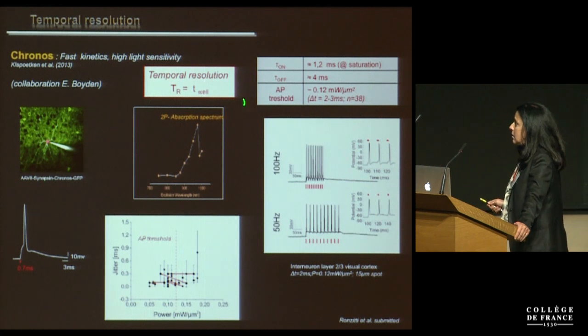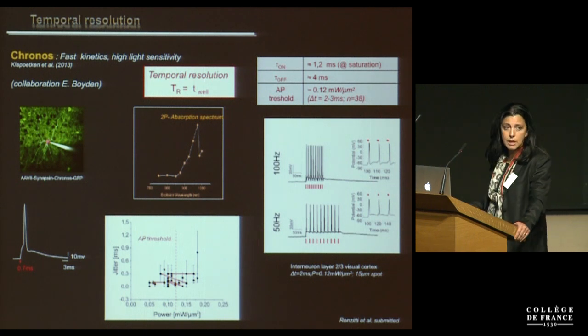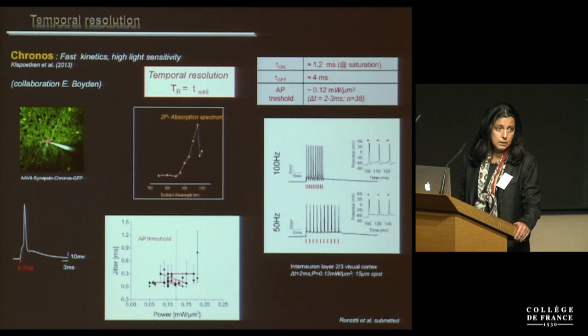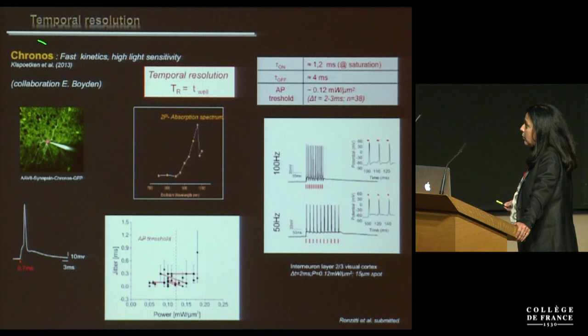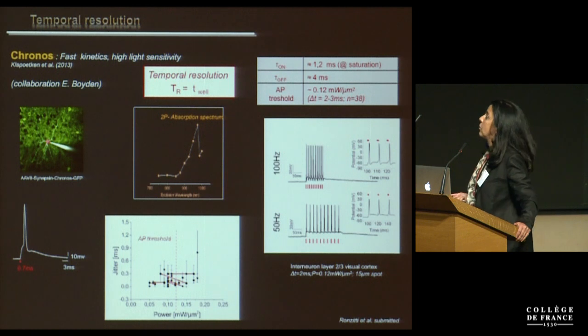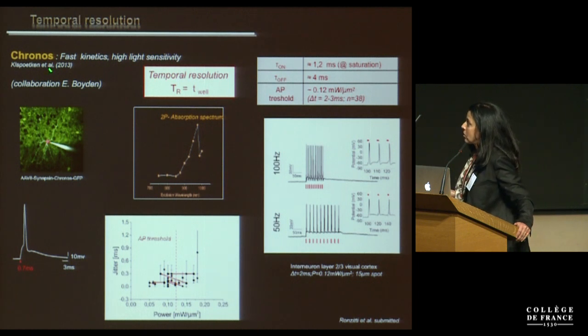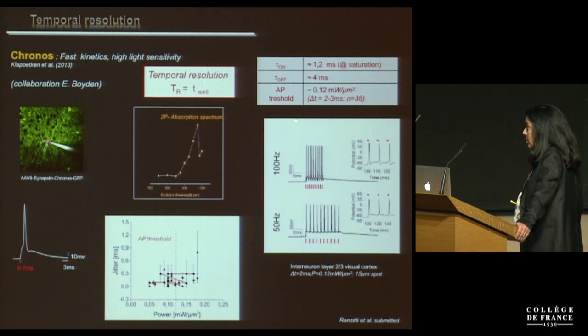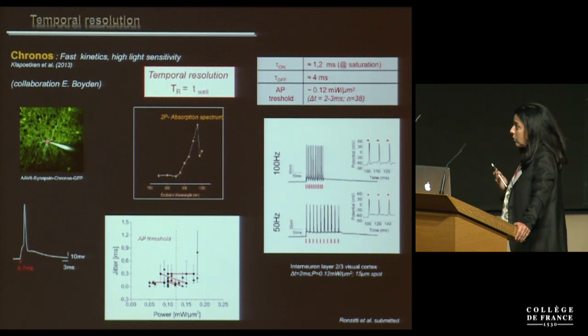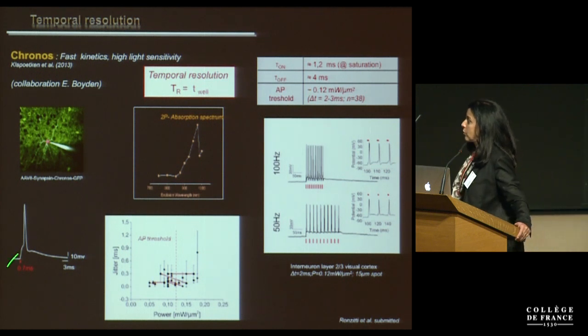And this number ultimately depends on the expression level, the sensitivity of the opsin, and the kinetic parameters of the opsin. So here, just as an example, I picked one opsin, which is very fast, just to show you how precise we can be with this approach. We have been concentrating on using Chronos. This is a collaboration with the group of Ed Boyden. We were particularly interested in this opsin because it's very fast. It has a very short rise and decay time. And so we measured the two-photon absorption spectra of this opsin, and then we started to see what temporal precision we could achieve.